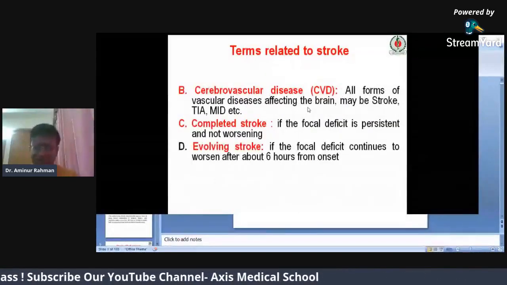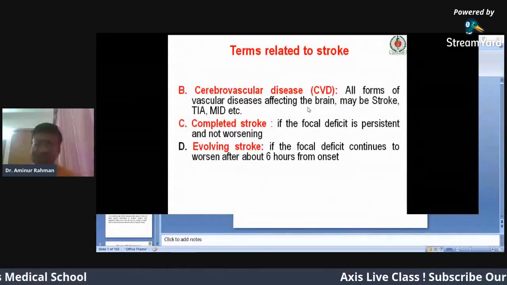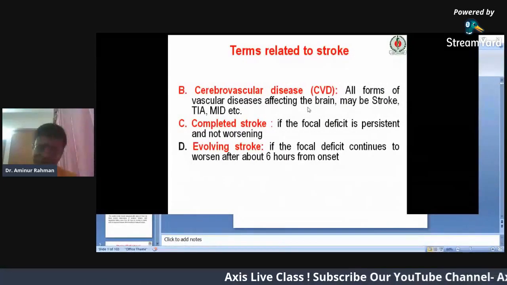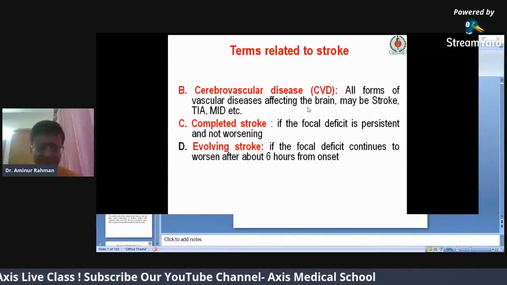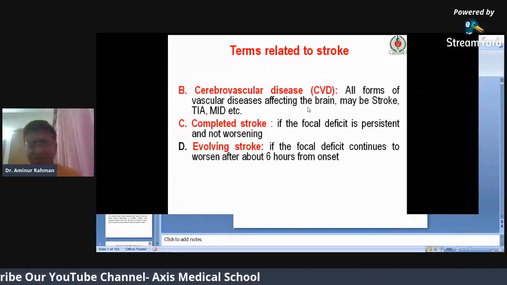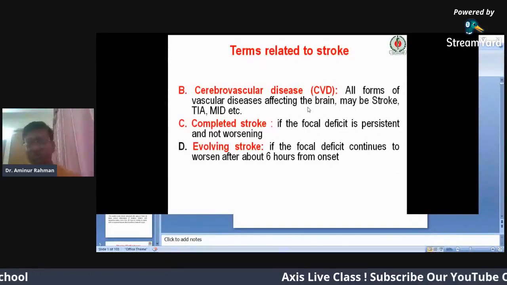Cerebrovascular disease, I have already told this. It is all forms of vascular disease that affect the brain. It may be stroke, it may be TIA, it may be multi-infarct, it may be aneurysm, it may be AVM, etc. Complete stroke: if the focal deficit persists and does not recover, it is called a complete stroke.